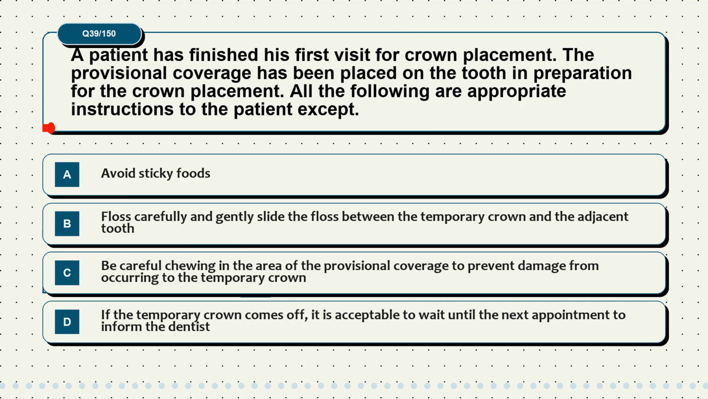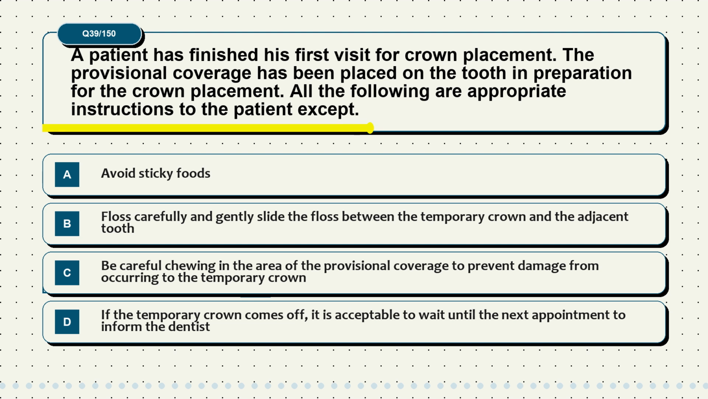Question 39. A patient has finished his first visit for crown placement. The provisional coverage has been placed on the tooth in preparation for the crown placement. All the following are appropriate instructions to the patient except. Here are the options. Option A. Avoid sticky foods.